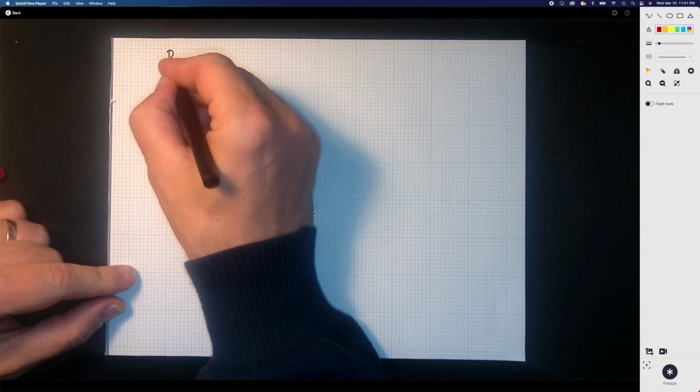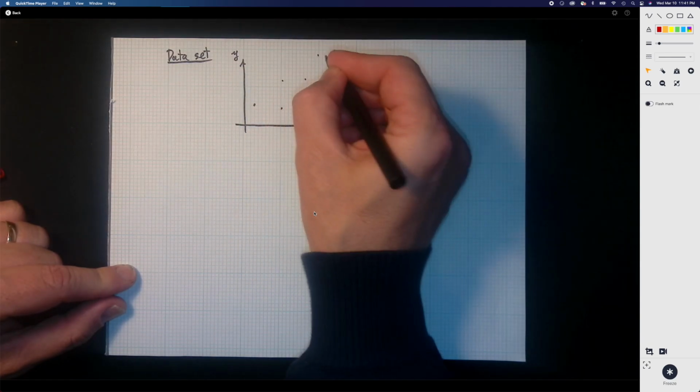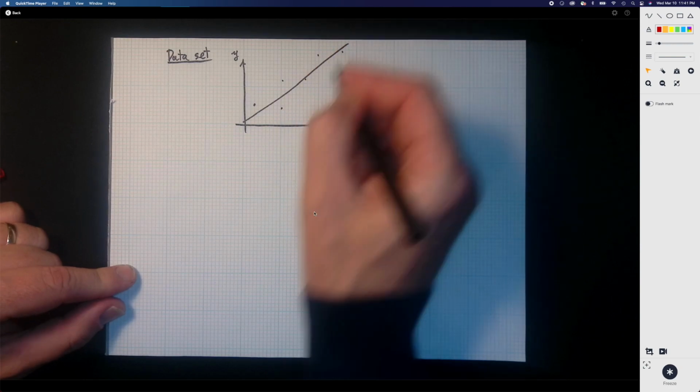In this video, I want to do a slightly more involved parameter estimation problem, one in which we have two parameters we want to estimate, namely the slope and the intercept of a straight line. And so our data set is going to be the following, something like this. And then we want to fit the straight line through the data.